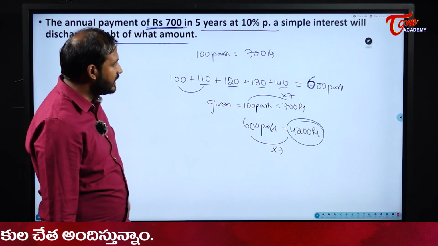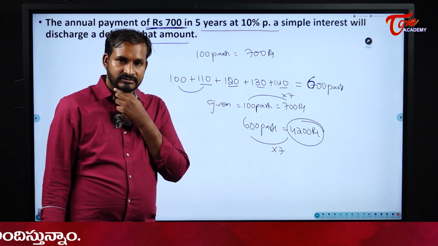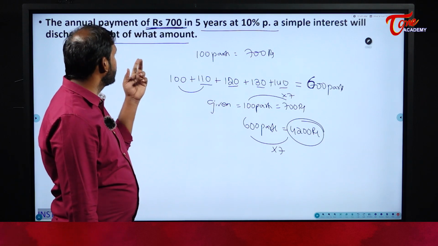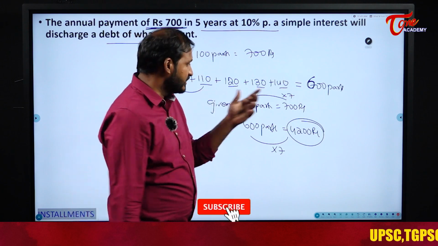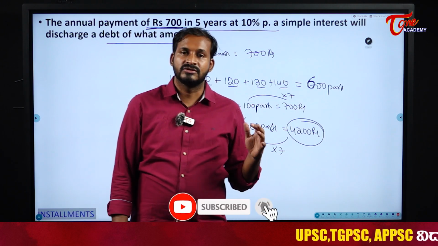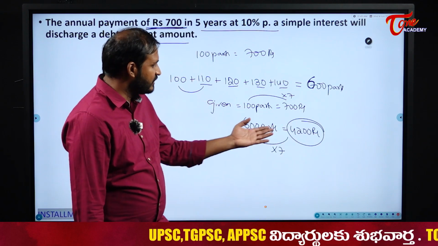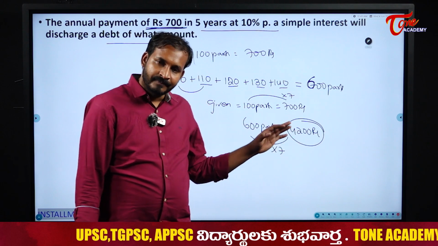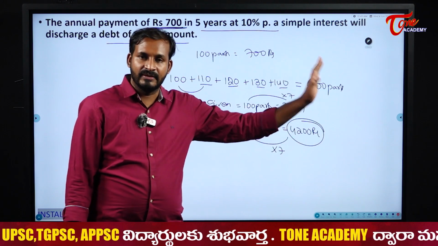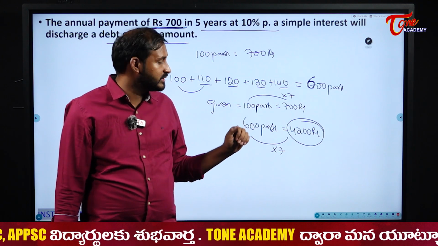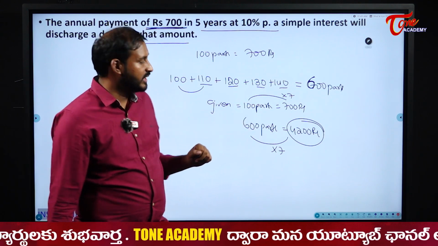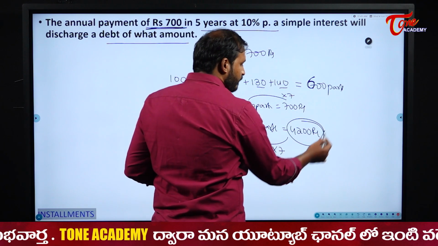4200 rupees. But yearly you will pay just 700, for how many years? 5 years. So, 700, 700, 700, 700 into 5, that is 3500, sir, but you are writing 4200. No, that will be future. In future, its effective value will become how much? 4200. So, here the debt is 4200 rupees.